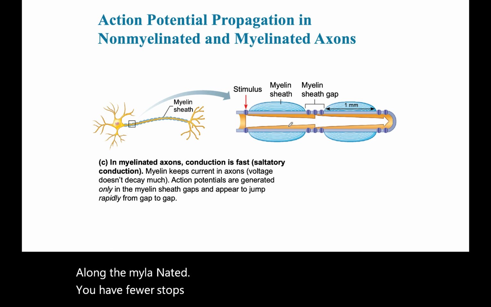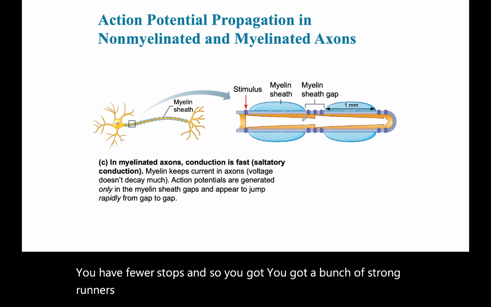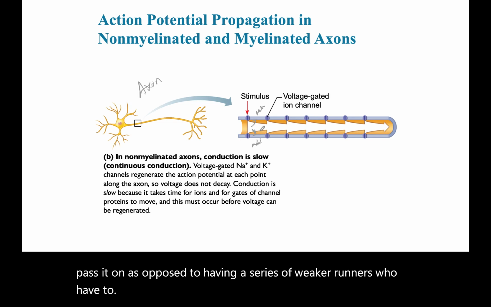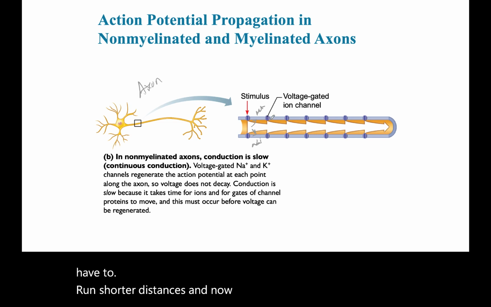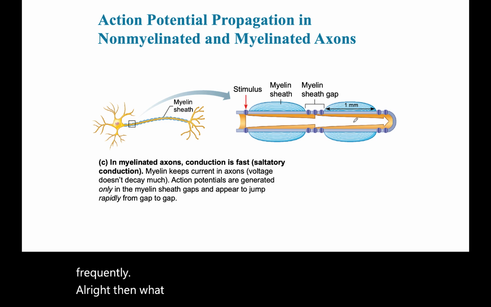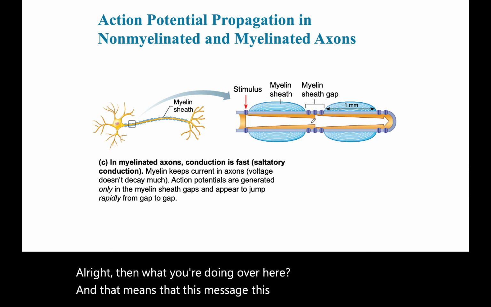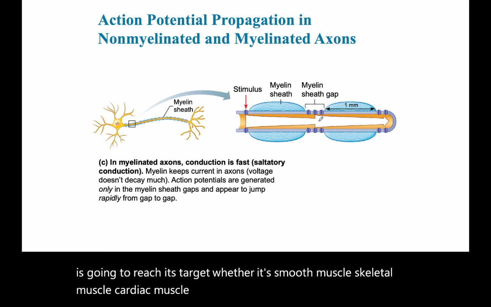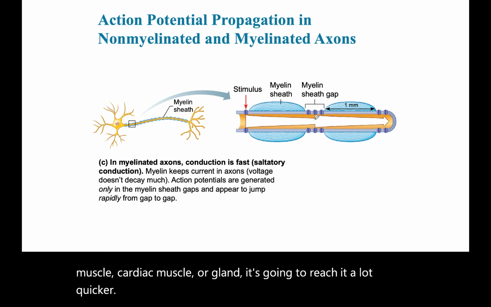You've got a bunch of strong runners. Boom. All right, pass the baton. Boom. Pass the baton. Boom. Pass the baton. As opposed to having a series of weaker runners who have to run shorter distances, and now you've got a delay of passing the baton. So you're passing that baton more frequently than what you're doing over here. And that means that this electrical message, stimulus, is going to reach its target, whether it's smooth muscle, skeletal muscle, cardiac muscle, or a gland, a lot quicker.